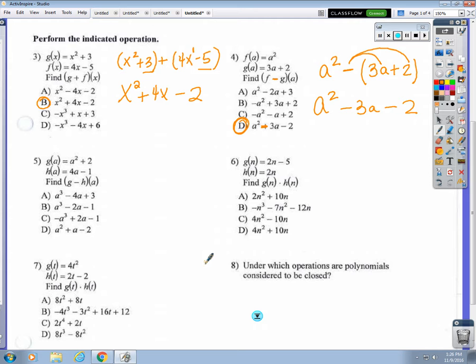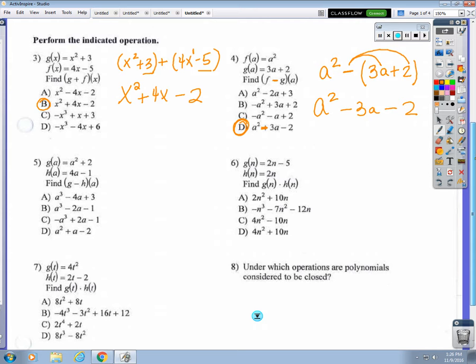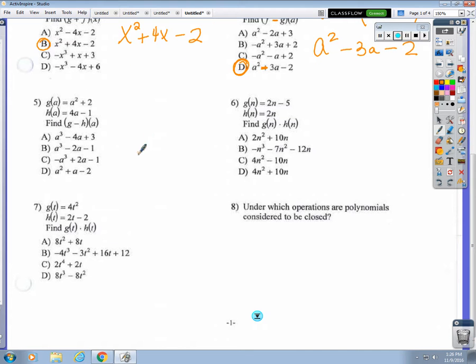Okay, number 5. I'm going to let y'all take a second and try number 5 by yourself, but I need to correct some typos. Right here in A and B, these should both be squared. A squared, A squared. So go ahead and change both of those cubes to squares, and now try number 5 by yourself. They want you to start with the g function, which is a squared plus 2, and subtract the h function from that, which is 4a minus 1.